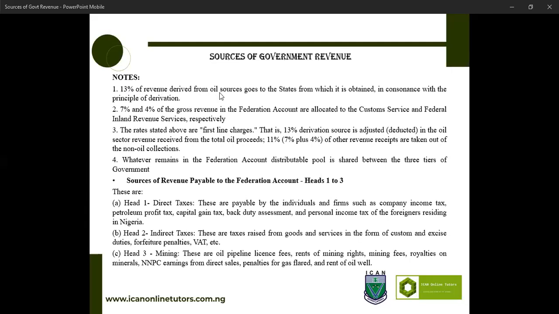13% of revenue derived from oil sources goes to the states from which it is obtained, and this is in accordance with the principle of derivation. While 7% and 4% of the gross revenue in the Federation account are allocated to Customs and Federal Inland Revenue Service, respectively. The rates stated above are first-line charges. They are expenditure. That is, the 13% derivation is deducted from the oil sector revenue collected from oil proceeds, while 7% and 4% of other revenue receipts are taken out of the non-oil collections. So they serve as the cost of generating the revenue for the government.